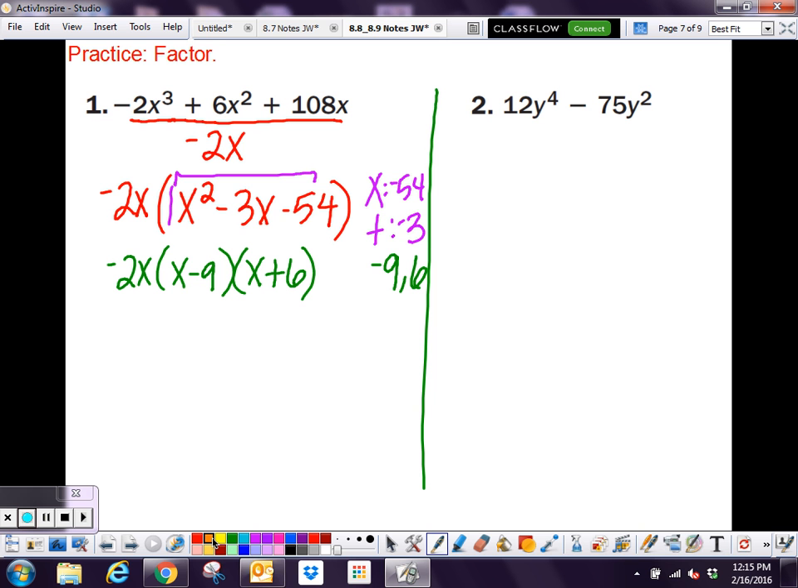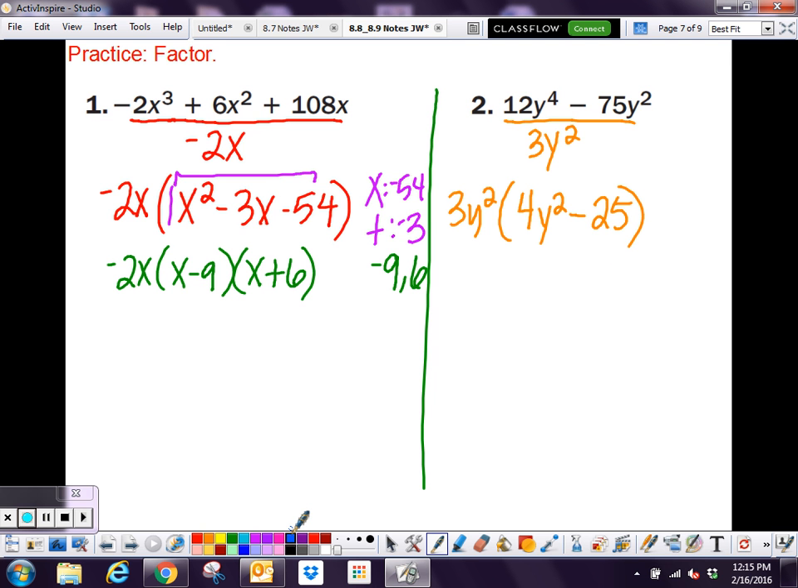All right, number 2. Okay, first I'm going to see if there is a GCF. Don't go straight to difference of squares, because this actually wouldn't be a difference of squares right now. So see if there is a GCF, and there is. Okay, 3 goes into both of these, and they both have at least y squared. So I'm going to take 3y squared out. That leaves me with 4y squared minus 25.